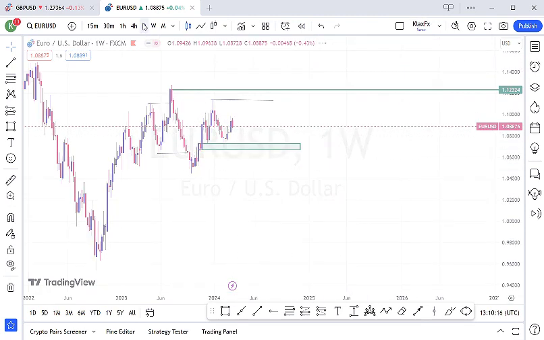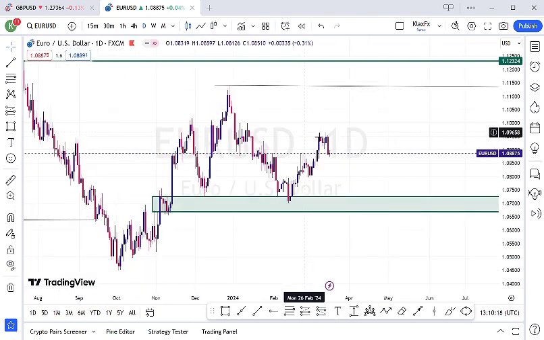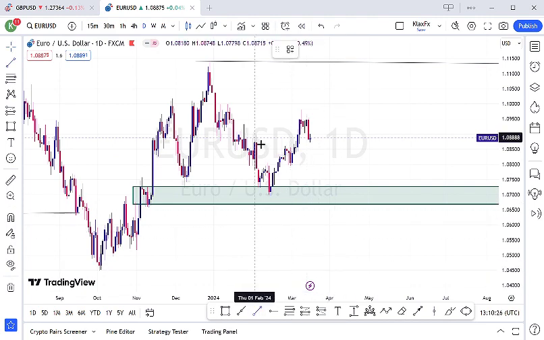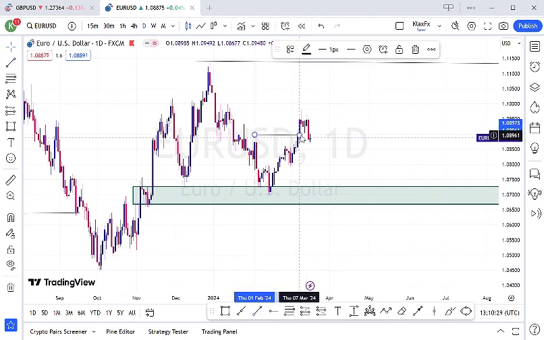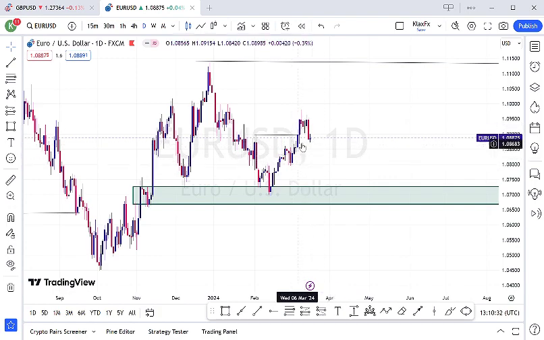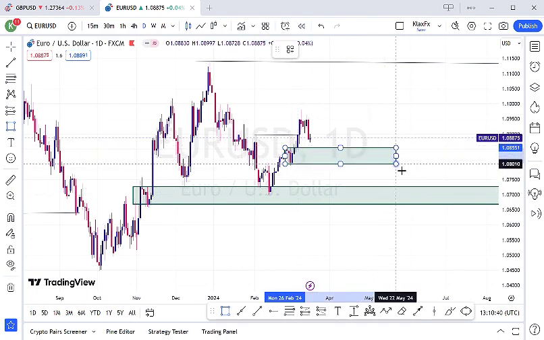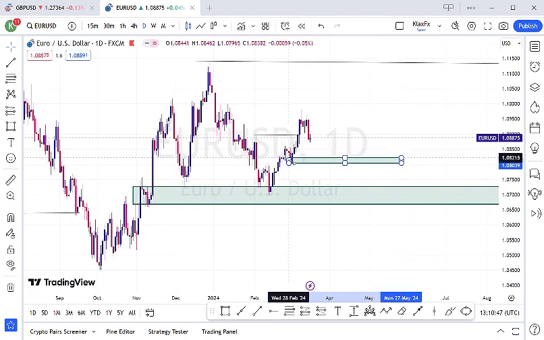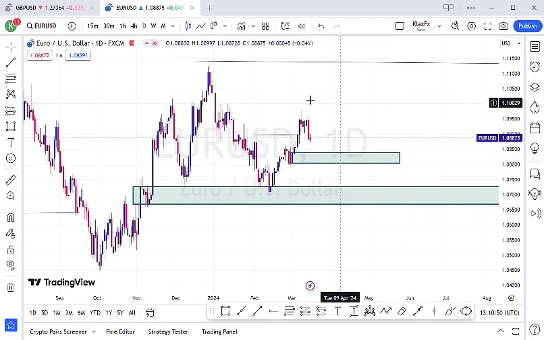So if I move down to my daily time frame, what can I see? Okay, so I have this break of structure to the upside. The market is coming down to retest, and remember I also have this demand zone, drop base drop here, daily time frame. This is a daily zone.